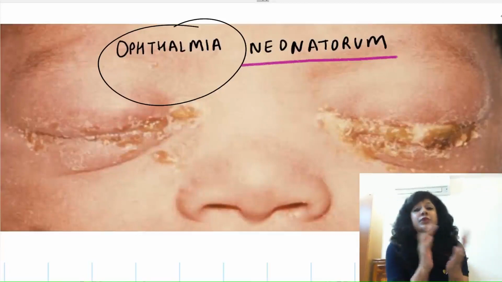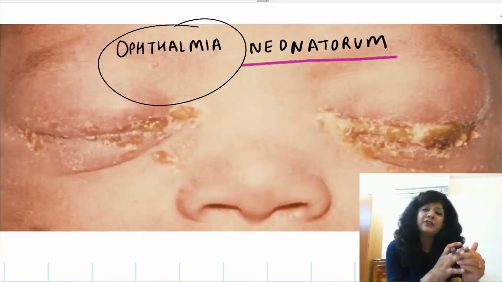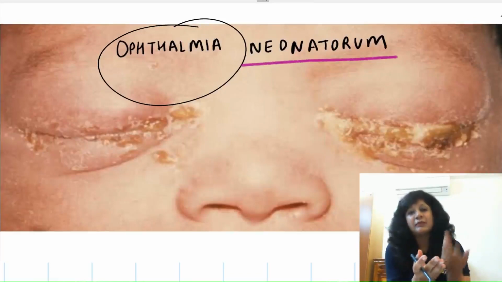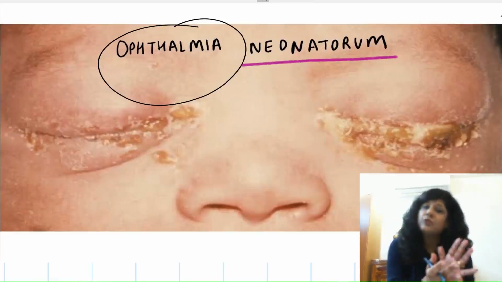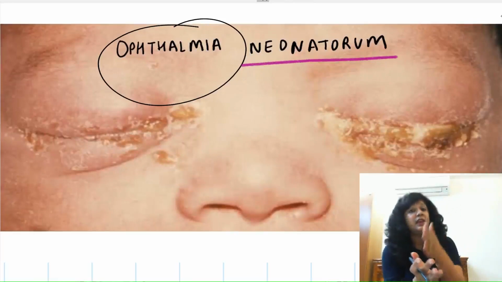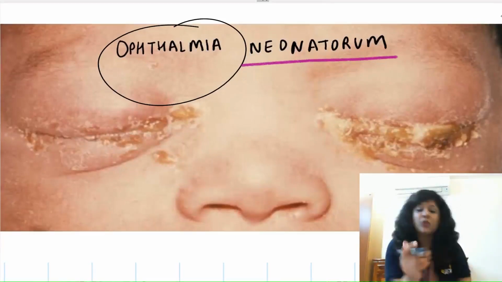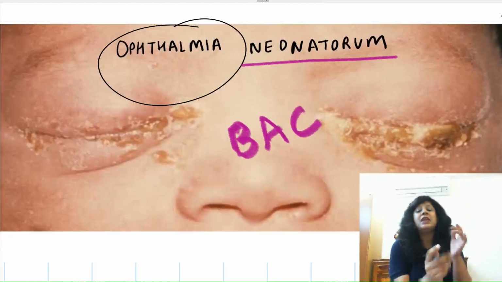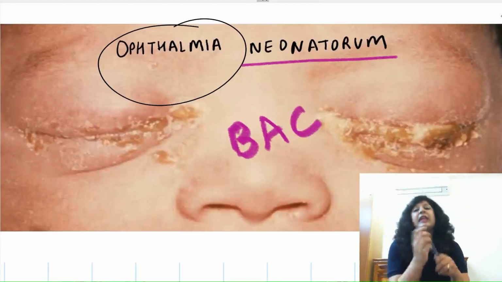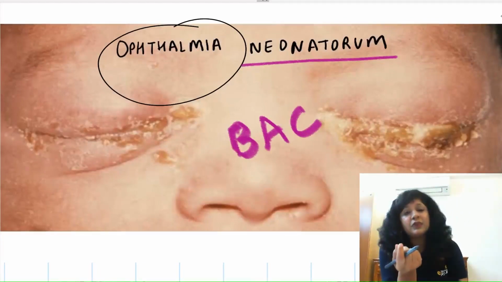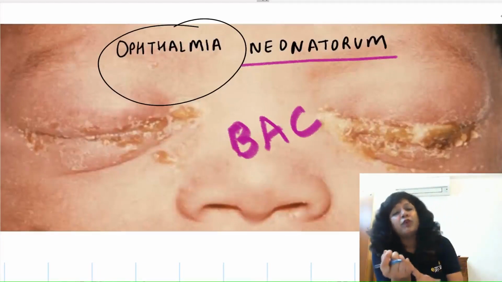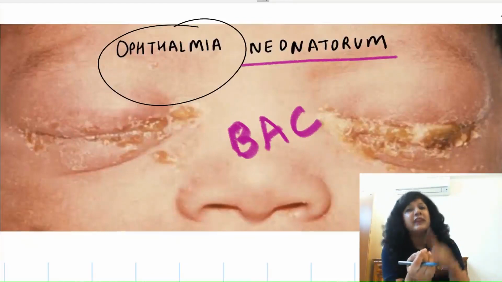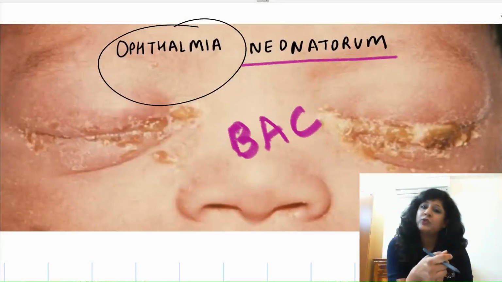Now, how to treat? If the baby is having chemical conjunctivitis, stop that chemical at once. You can do irrigation of the conjunctival sac to remove that chemical. Otherwise, you don't have to do any active intervention. But if the baby is having gonococcal conjunctivitis, you have to give what is called BAC therapy. B is bacitracin eye ointment. A is for atropine. Why are we giving atropine? This is for the corneal involvement, because gonorrhea can cause corneal invasion. So if you are getting corneal involvement, you will give this atropine ointment.